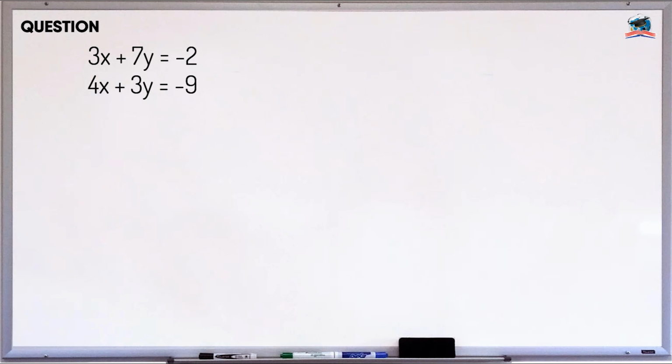Question here. 3x plus 7y is equal to minus 2. 4x plus 3y is equal to minus 9. We want to use the elimination method, and we need to check, do we have the same numbers? If we look at this, for x we have a 3, and at the bottom we have a 4. It's not the same. And here for y we have a 7, and at the bottom we have a 3. It's not the same. So let's see if we can find another method.